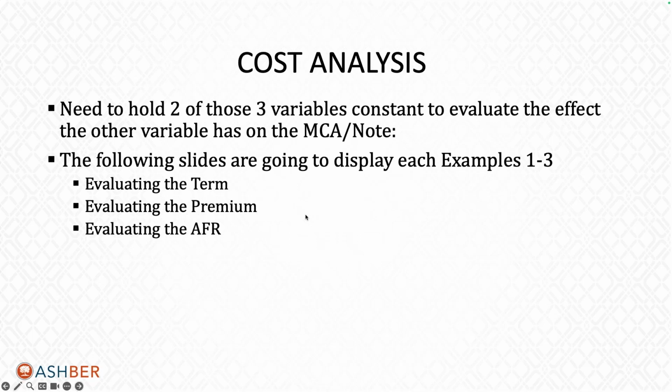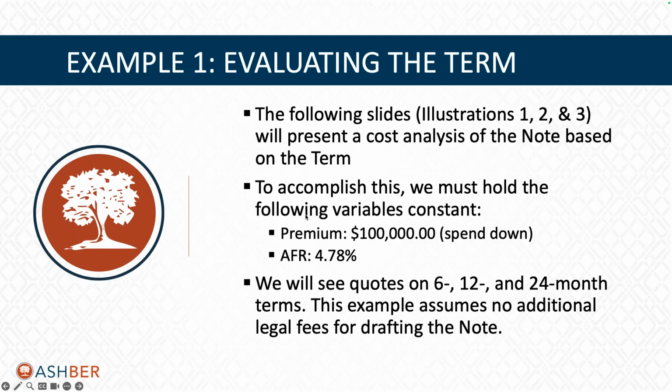So what we're going to do in this analysis is I'm going to go through three different examples, and each example is going to have three different illustrations. I'll get into all that, but we're going to essentially isolate each of those three variables in each example. So we're going to evaluate example 1 based on the term, example 2 based on the premium, and example 3 based on the AFR. So when we're evaluating the term, we're going to need to hold the other two variables, the premium and the AFR, constant to illustrate the cost. It'll make more sense as we get into the illustrations, which we're about to.